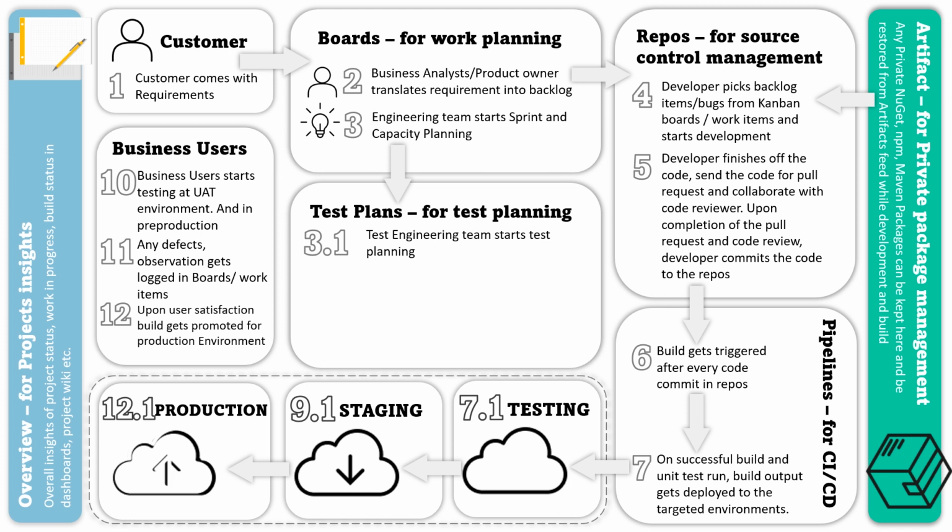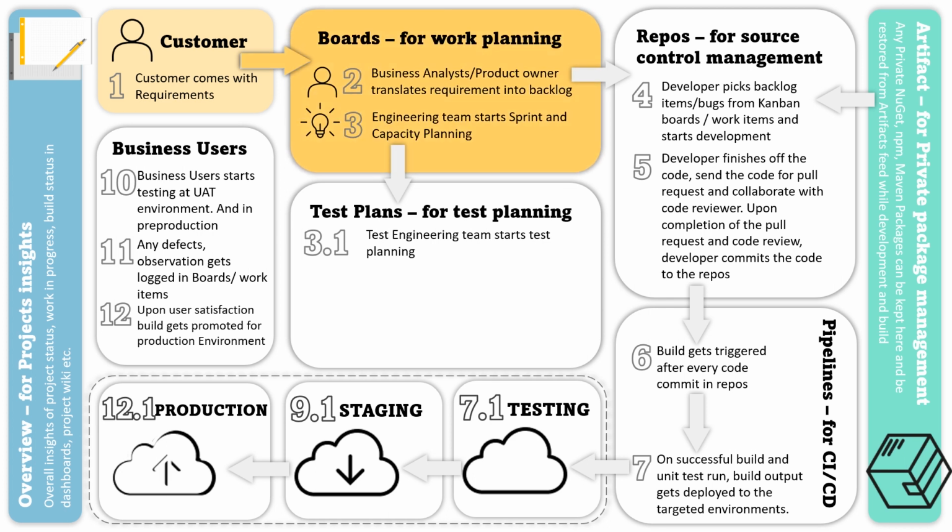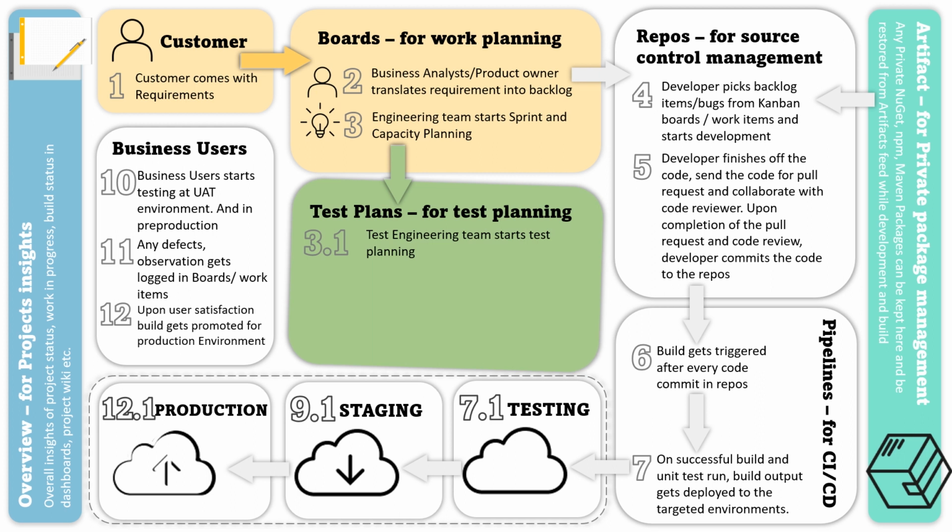Now we will look at the overall flow of DevOps from customer till production. We will begin with the customer. The customer has come up with requirements. These requirements will be converted into a backlog by the business analyst and then the product owner. Once these are converted into the backlog, it's time for the engineering team to do the planning of sprint and capacity. After that, it will go to the test engineers.